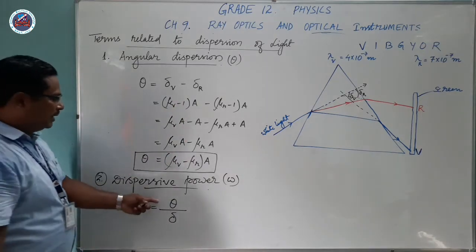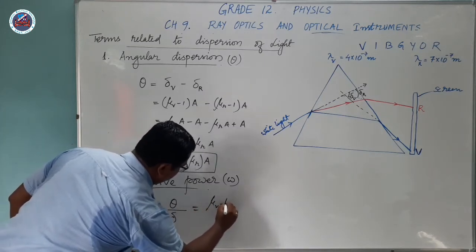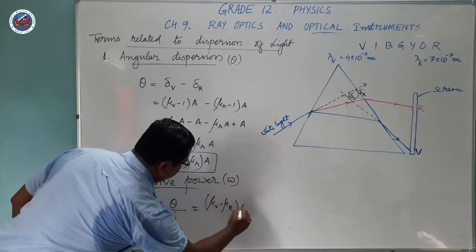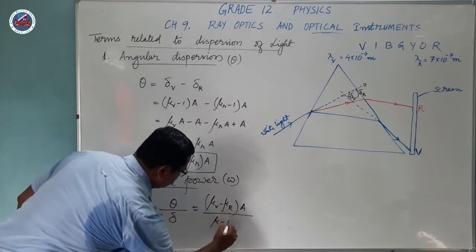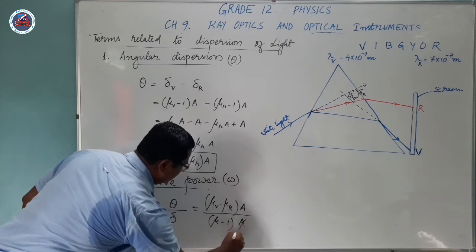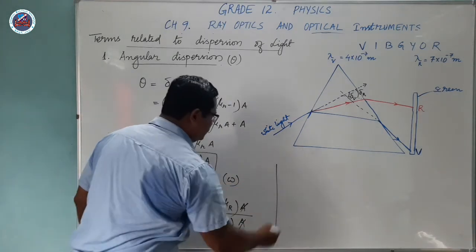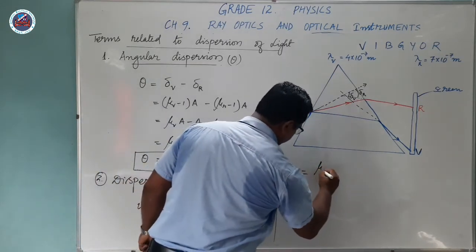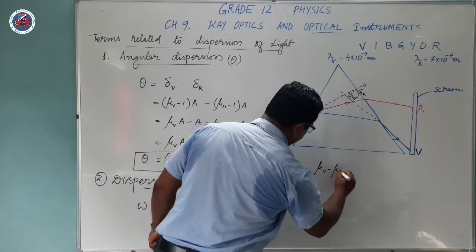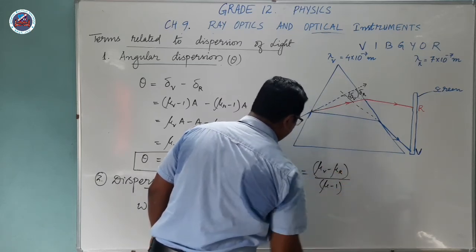And as you know, theta is equal to mu v minus mu r into angle of the prism, and the mean deviation is mu minus 1 into A. You can cancel these two and get the relation for dispersive power. Omega is equal to mu v minus mu r divided by mu minus 1.